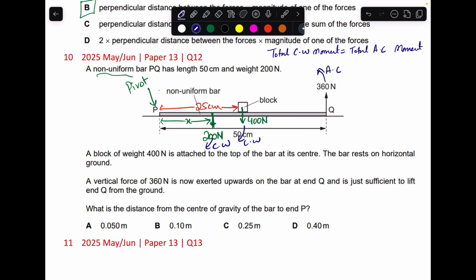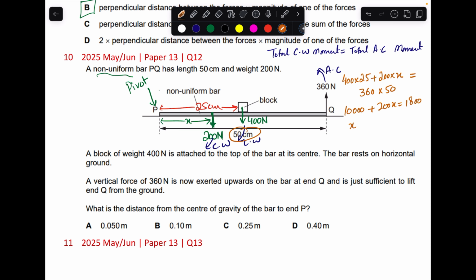So the total clockwise moment, if I write it down, will be 400 multiplied by the distance from the pivot, which is 25. Again, I'm not changing the units. Plus 200, and the distance is x, is equal to the anti-clockwise moment, that is 360, and the distance is equal to the total length of the rod, that is 50. Okay, so we have to solve it for x. So 400 into 25 is 10,000, plus 200x is equal to 1800.